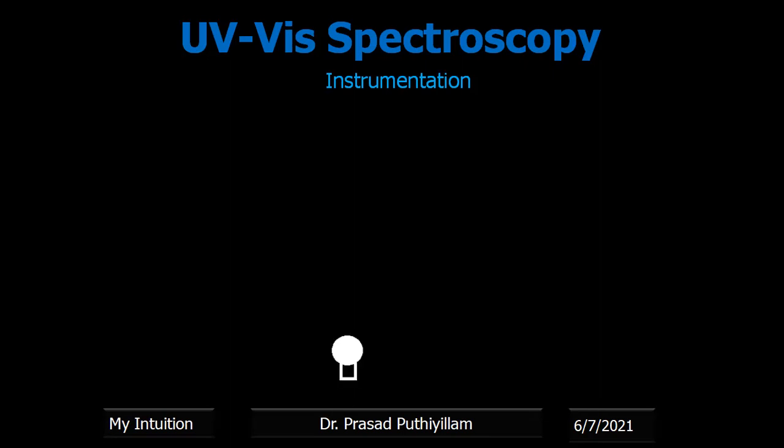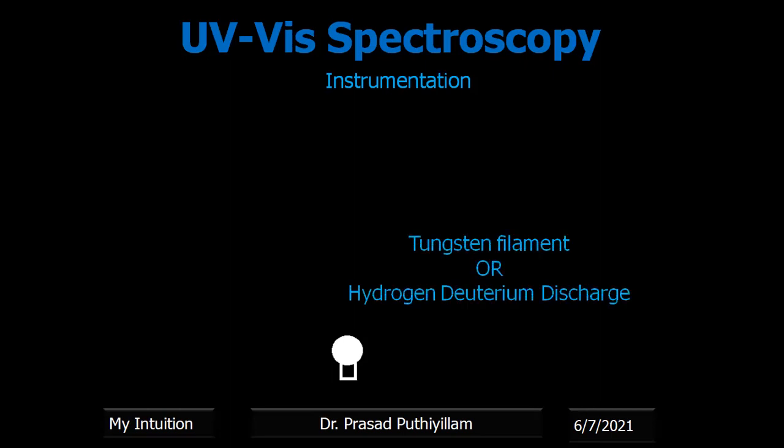Now, instrumentation. In instrumentation, we need a source of light. Since it is UV visible spectrophotometry, for the visible spectrum we can use a tungsten filament, or if we want the UV spectrum, we need a hydrogen and deuterium discharge lamp. In modern UV visible spectrophotometers, both light sources should be available, and we can control them in that instrument.